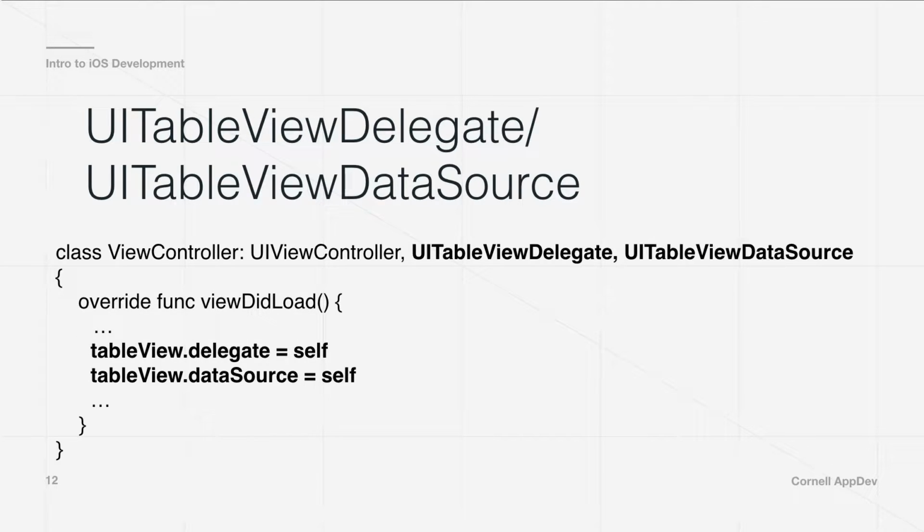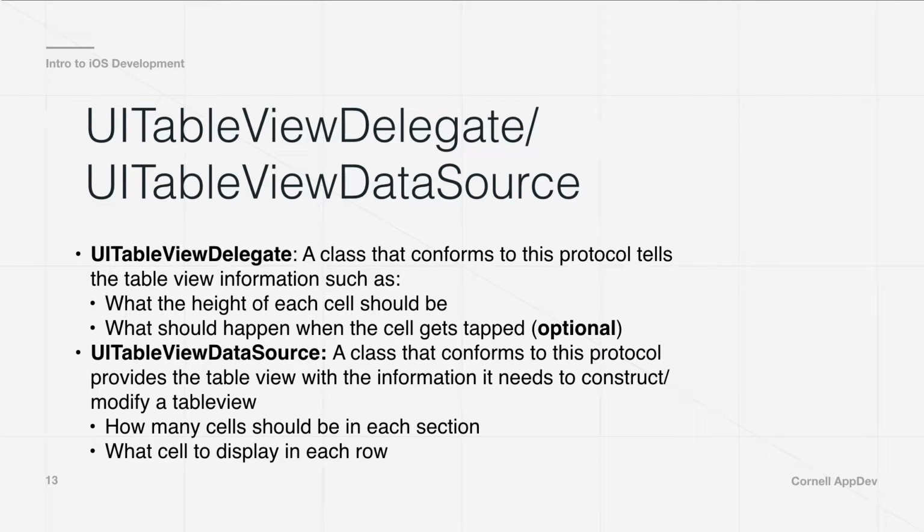And then we also had these two lines, tableView.delegate = self and tableView.dataSource = self. And all that means is we're setting our view controller to conform to two different protocols, UITableViewDelegate and UITableViewDataSource. The UITableViewDelegate is used to provide information such as how tall each cell should be and what should happen when you select on the cell, which is, as I mentioned before, optional. And then UITableViewDataSource provides the table view with the information it needs to construct itself. So how many cells should be in each section, and what cell to display in each row.